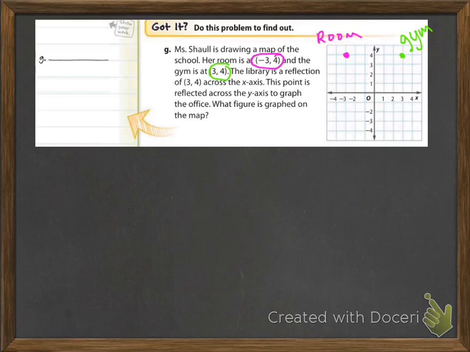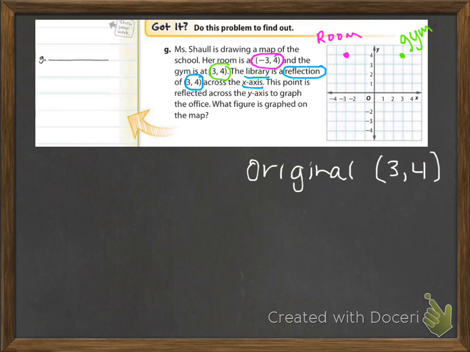And then it says the library is a reflection of 3, 4 across the x-axis. So I'm changing to blue now. So I'm going to underline library. I'm going to put a box around the word reflection, put a circle around 3, 4, and underline the x-axis. So let's go ahead and write the original point. So original is going to be the 3, 4.